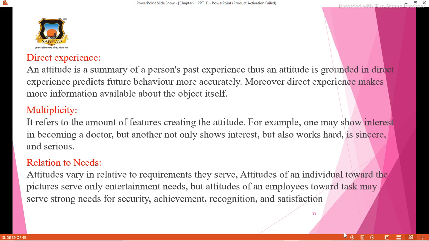The next is relation to needs. The attitudes vary relative to requirements. The attitudes of an individual towards a picture may serve only entertainment needs. But the attitudes of an employee towards the task may serve the strong needs for security, achievement, recognition, and satisfaction.